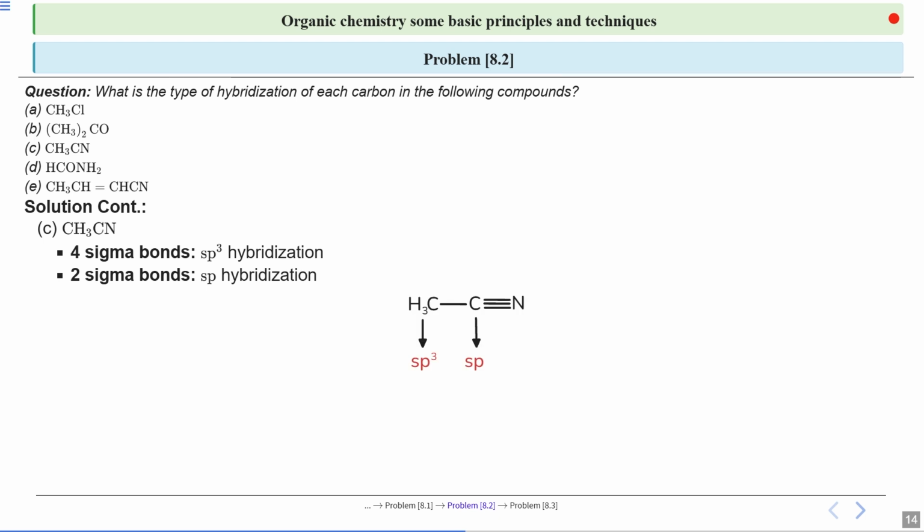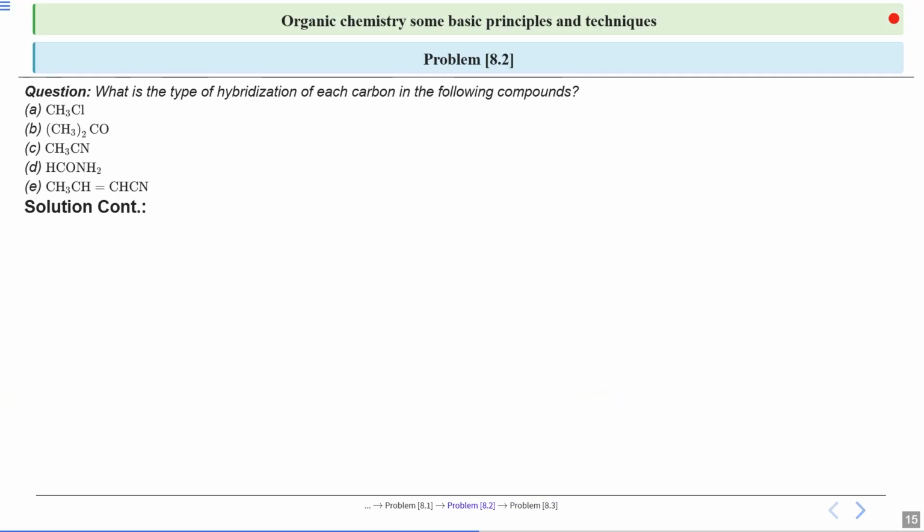Can we represent this in the diagram? Yes. The carbon which has the triple bond has sp hybridization, whereas the left carbon has 3 hydrogens and 1 carbon attached to it. So it is an sp3 hybridized carbon. I hope this is clear to you. Moving on to the next compound.